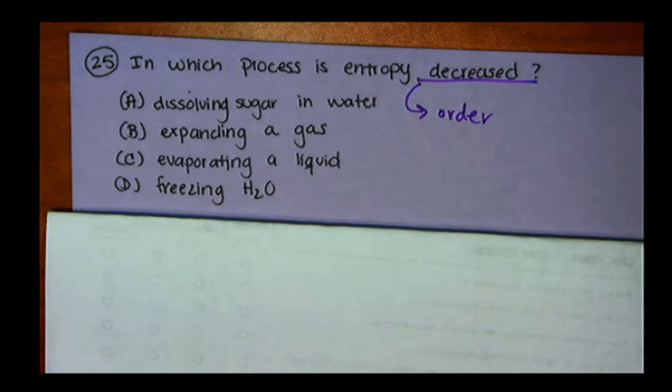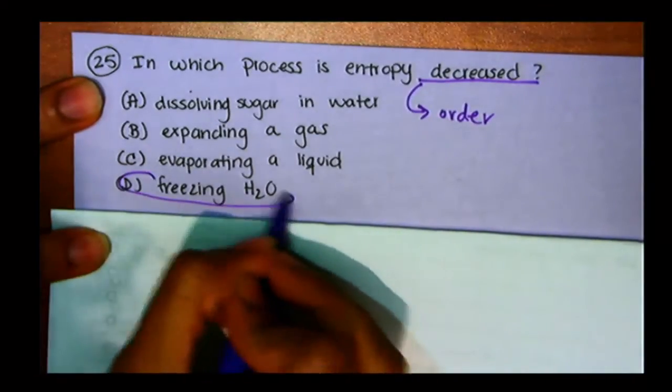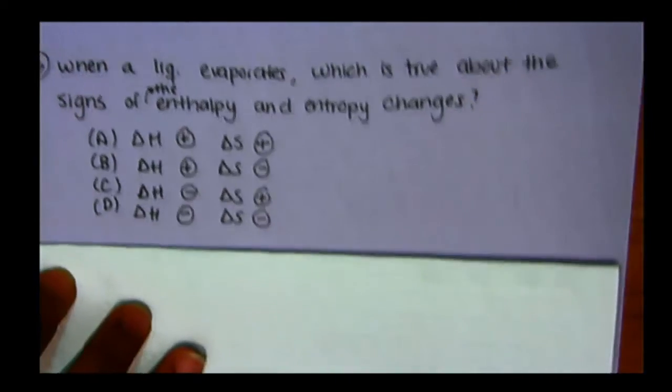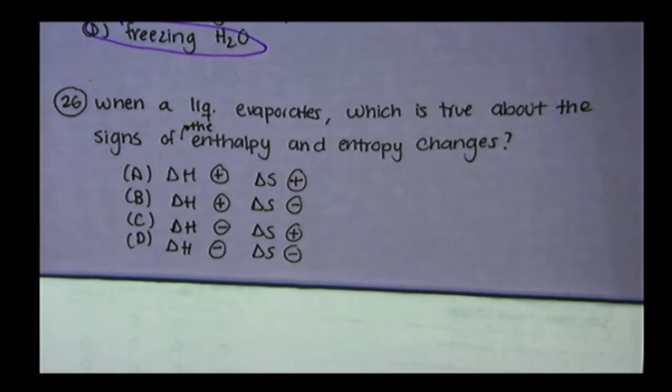Awesome, you guys are great. When a liquid evaporates, which is true about the signs of the enthalpy and entropy changes? Well, we already decided I would do entropy first, because entropy is easy if a liquid evaporates. If you're going from a liquid to a gas, is your delta S going to be positive or negative? All right, come on, guys, positive or negative? All right, so you're going to remove all the negatives? Yes.